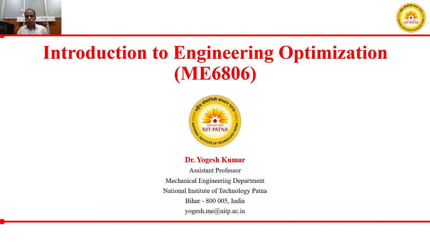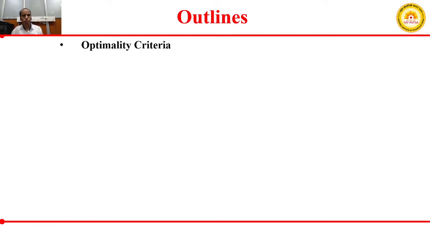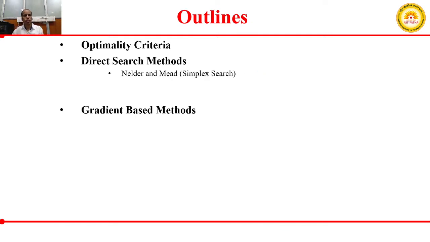Okay, students. So we are continuing optimization problem with multiple variables. We have covered the direct search method. We have covered the simplex search method, and today we are going to cover the Hooks and Jeeves method.